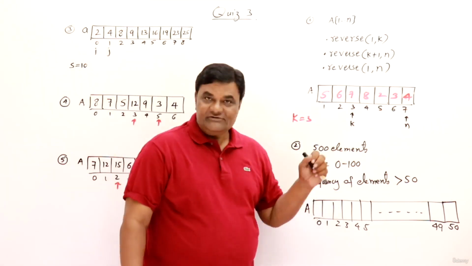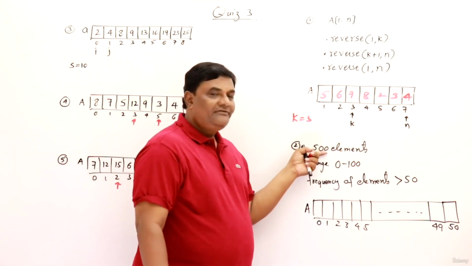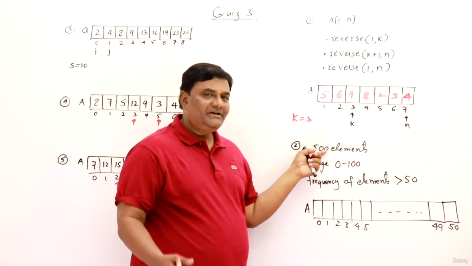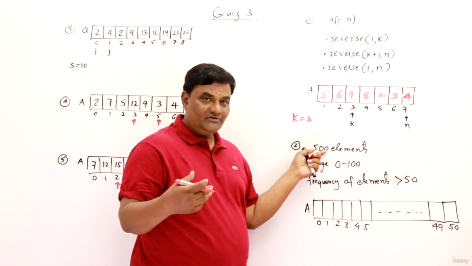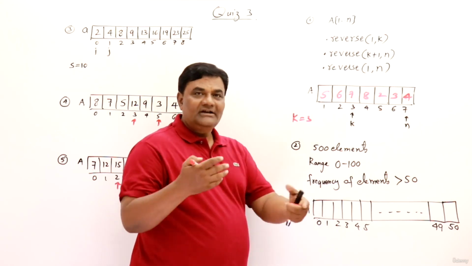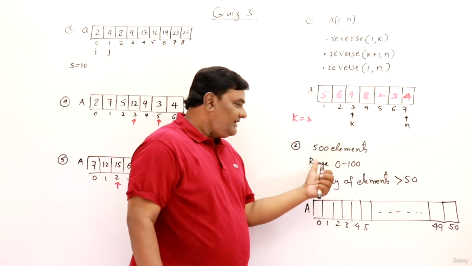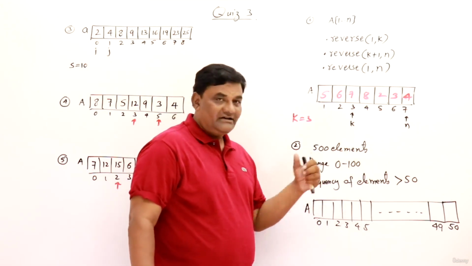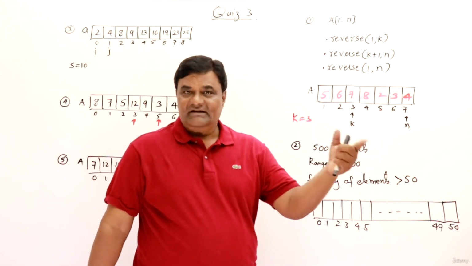Then let us look at the next question. This is a simple one. I have 500 elements. Imagine I'll be getting the elements from the keyboard as input in my program. So I'll be getting 500 elements. What are the elements? The range of the elements is 0 to 100. Any element you take will not be less than 0 and will not be greater than 100.